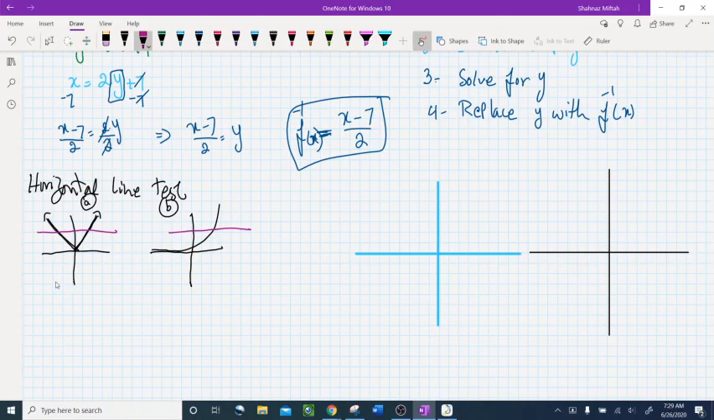So it means B represents a function that has an inverse.